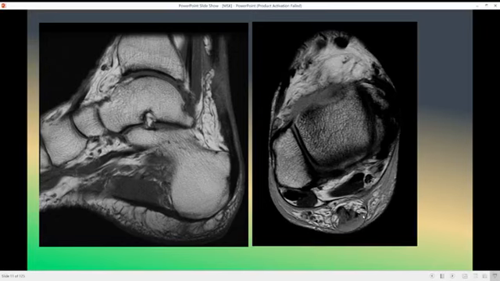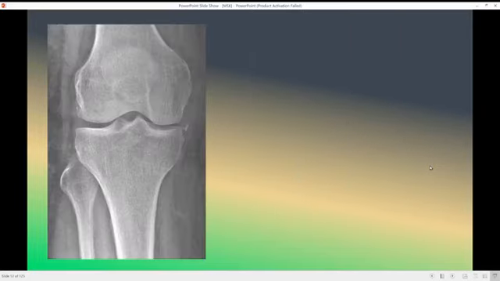Okay, we will answer the case. You have the Achilles tendon, and we have discontinuity of the Achilles tendon. This is an Achilles tendon tear. The fibers are discontinuous, as you see here. Very good, Dr. Kamal. We move to the next case.